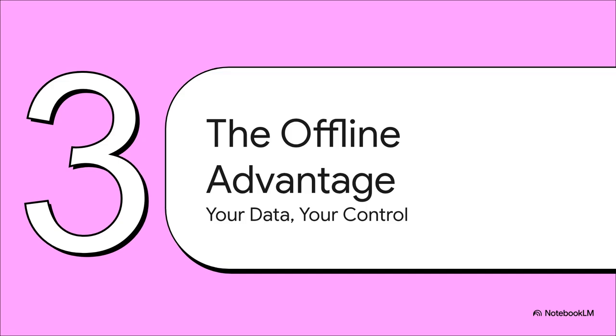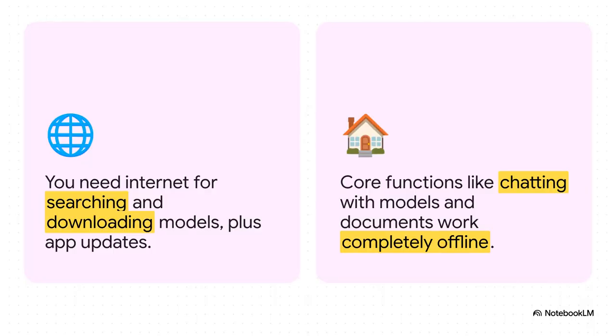Okay, so we've covered what this thing is and how to get it running. But now let's talk about the real magic, the most powerful reason to do this, the offline advantage. This is where you really truly take back control of your digital life. So let's be super clear about this. Yes, you need to be online for the setup part. You know, searching for models, downloading them, getting updates. But once a model is downloaded and living on your hard drive, you can pull the plug. All the important stuff, chatting with the AI, having it analyze your private documents, even running that local server we'll talk about, all of that works 100% offline.